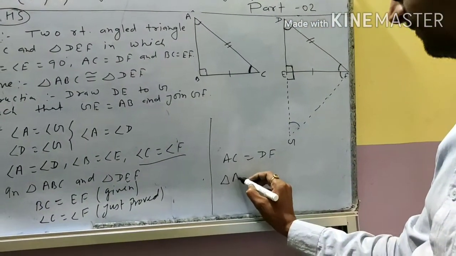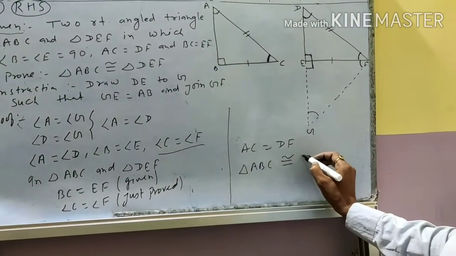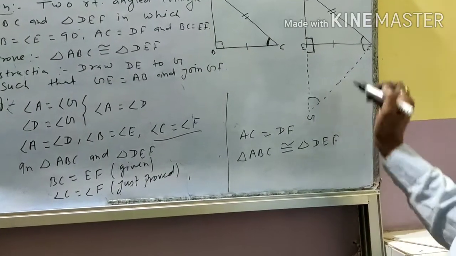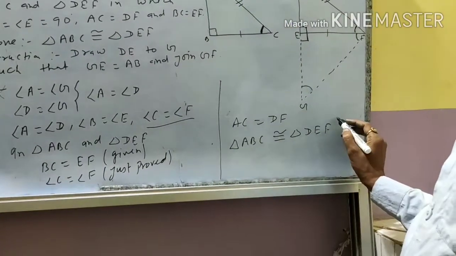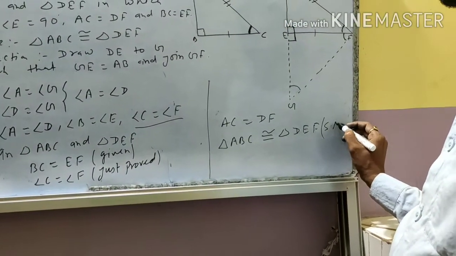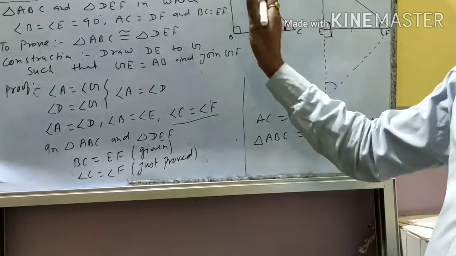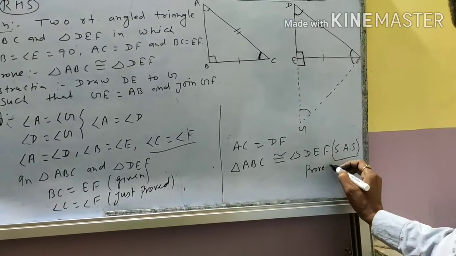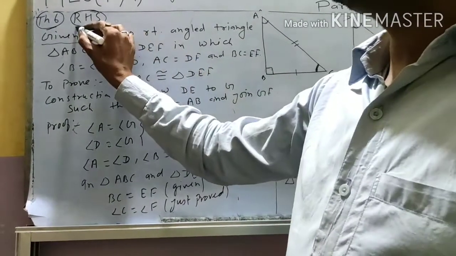So triangle ABC is congruent to triangle DEF. By which criteria, student? Side angle side. By side angle side criteria, these two triangles are congruent. Okay student, this is your proof. So student, RHS is also completed.